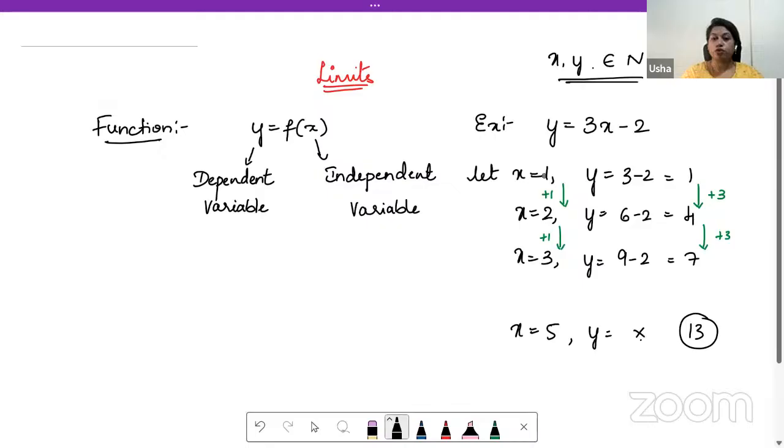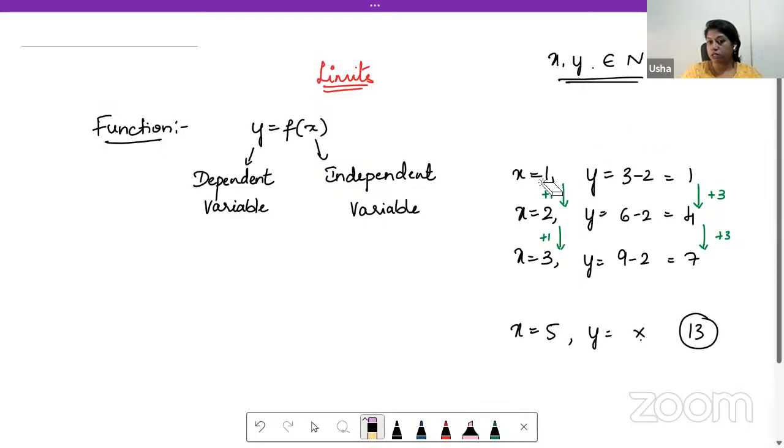Without doing the calculations, can I write directly 13? Yes, we can. Based on this, however many times x is increasing, into 3 is the increase in y's value. When we identify such relations, it will be easy for us to estimate the value of a variable y when the x value is given. So this is your example of a function.